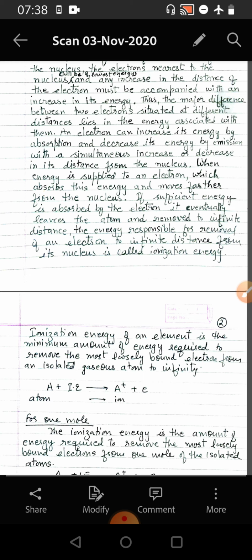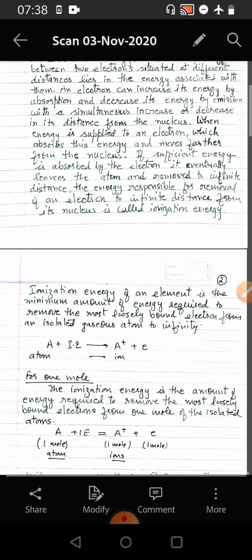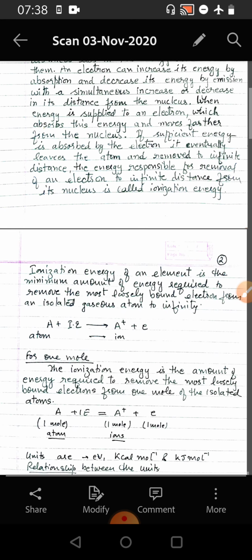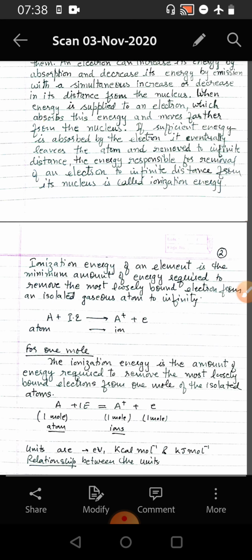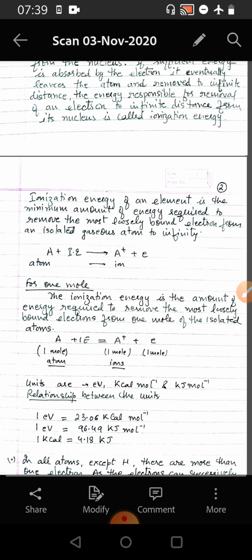Thus, the major difference between two electrons situated at different distances lies in the energy associated with them. An electron can increase its energy by absorption and decrease its energy by emission, with a simultaneous increase or decrease in its distance from the nucleus. When energy is supplied to an electron, it absorbs this energy and moves farther from the nucleus. If sufficient energy is absorbed by the electron, it eventually leaves the atom and is removed to infinite distance. The energy responsible for removal of an electron to infinite distance from its nucleus is called ionization energy.